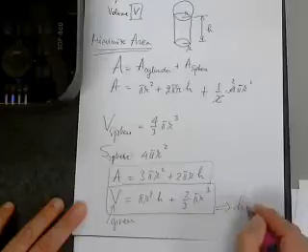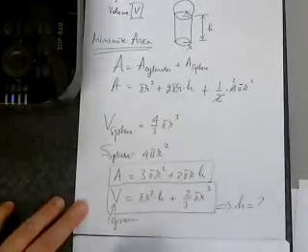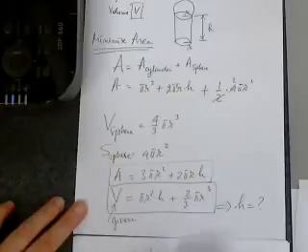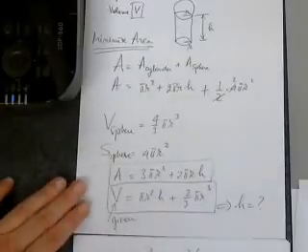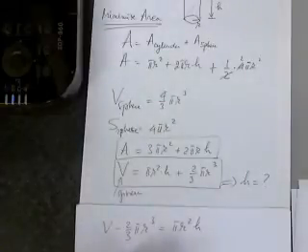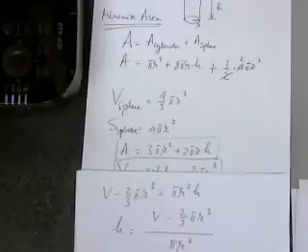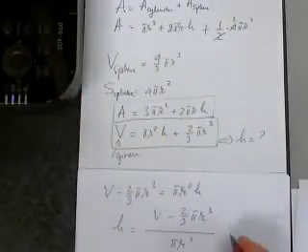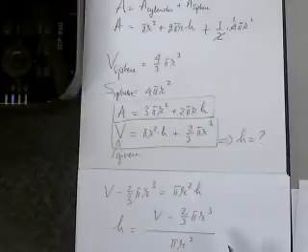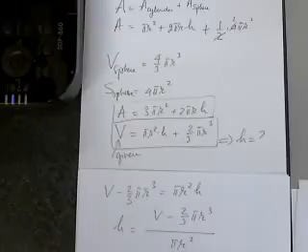From here, I get h by itself. So V minus 2/3 pi r cubed equals pi r squared h. Divide everything by pi r squared. Therefore, h will be V minus 2/3 pi r cubed over pi r squared. If you want, you can separate it into 2 fractions. So h will be V over pi r squared minus, pi will go away, so 2/3 r.